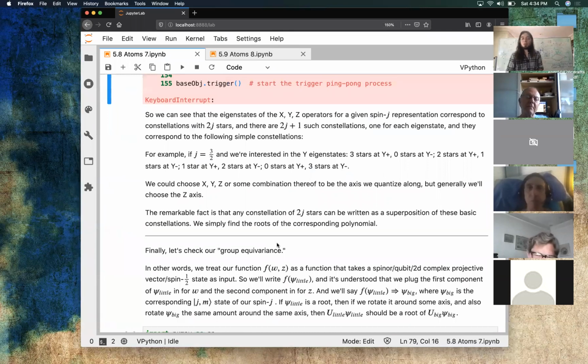And again, like I'm saying, given a set of these eigenstates, whether in the x direction or the y direction or the z direction or whatever direction you want, I can expand a polynomial in those eigenstates. And therefore I can describe the constellation or the spin state as a complex linear superposition of those constellations.